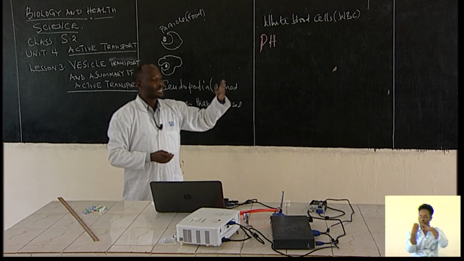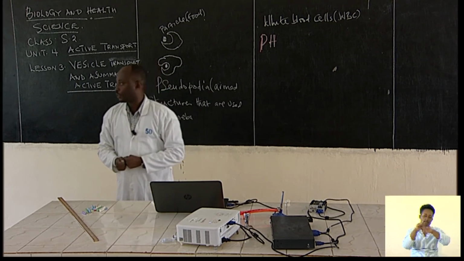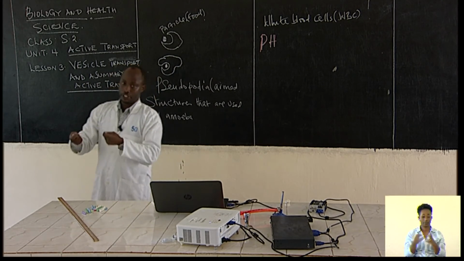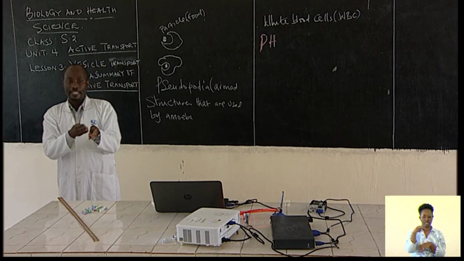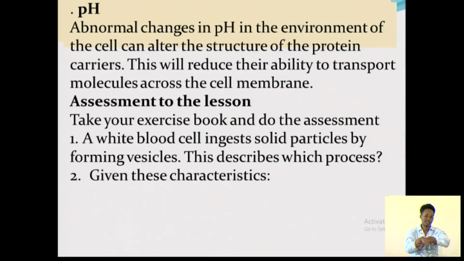And how is active transport going to be affected by pH? When there is an abnormal change in pH, even a slight change in pH can affect active transport. I think you are getting me very well. An abnormal change in pH in the environment of the cell can irritate, and if I talk about irritate, it can destroy the structures of protein carriers.